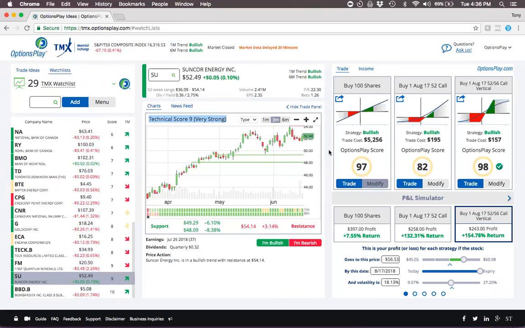So these are the types of bullish setups that you'd be looking for if you're looking for bullish ideas. If someone said, hey, you should look at Sucor Energy, you can quickly type this up and see very quickly, hey, this is likely a bullish stock that may continue going higher.